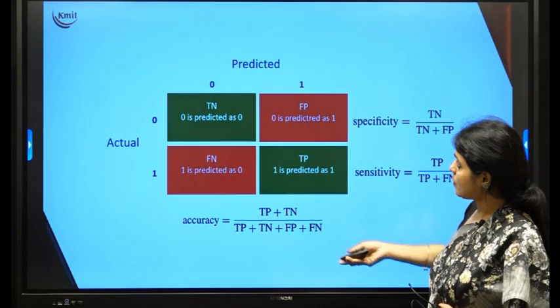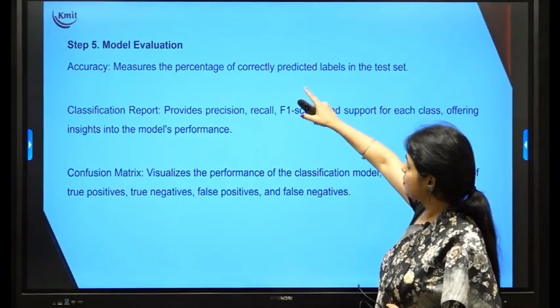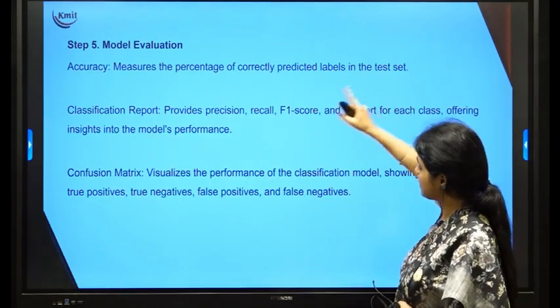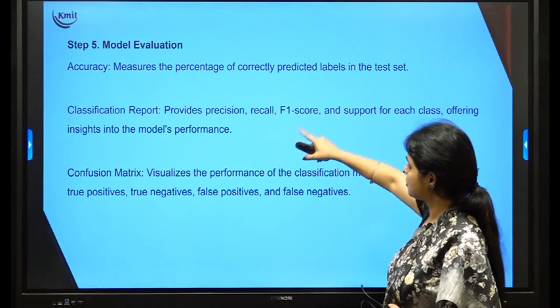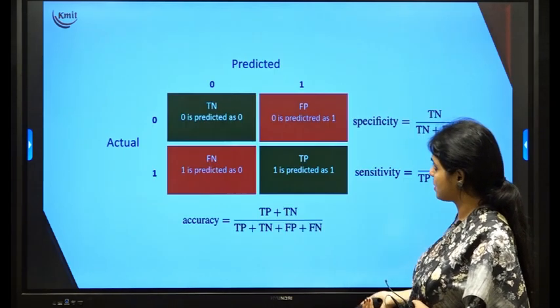So accuracy measures the percentage of correctly predicted labels in the test data set, and we will generate the classification report, which includes all the other performance metrics, okay.